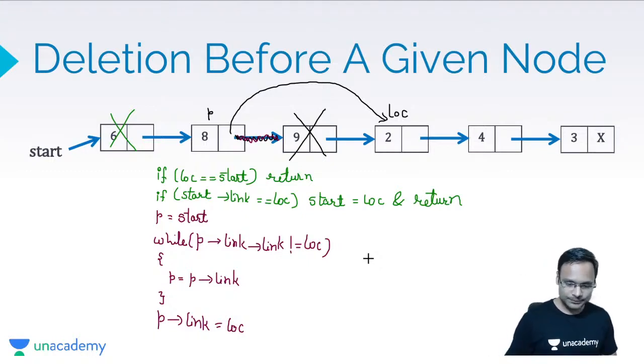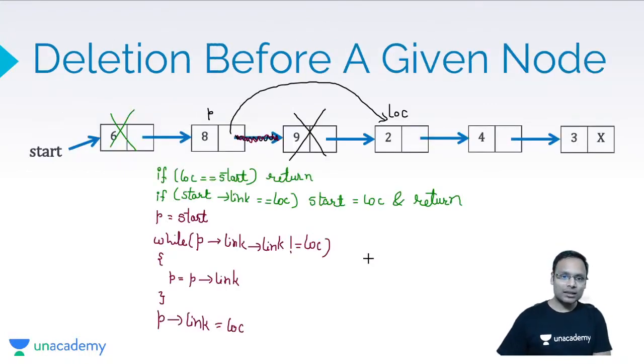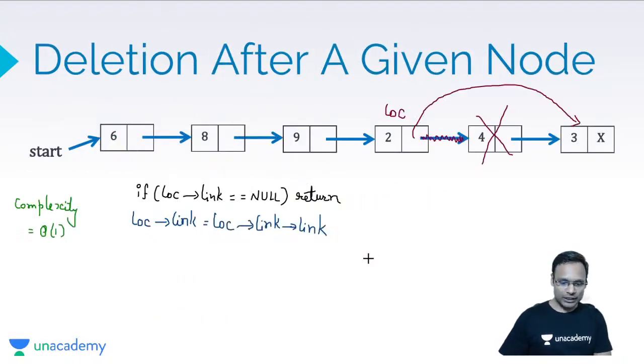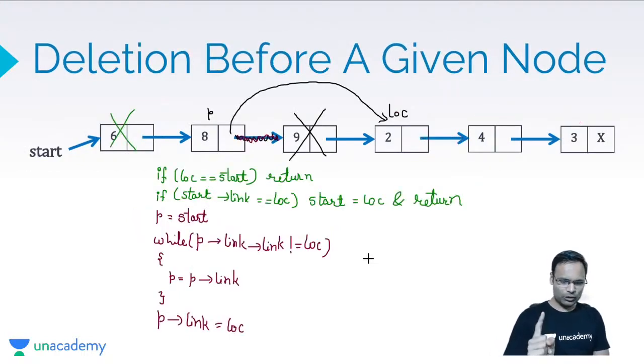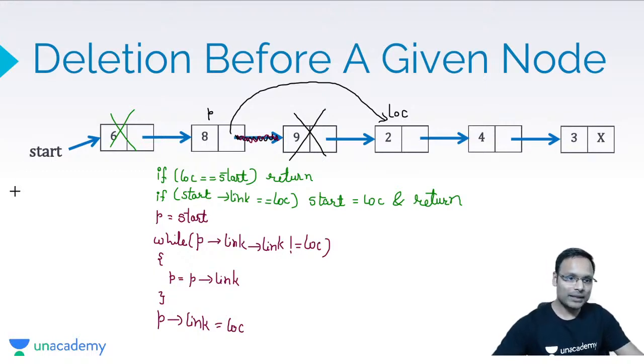चलो आगे बढ़ते हैं। Next is application of linked list. So these are the different types of deletion we have seen. One thing we have not seen is the complexity of this. What is the complexity? What is the runtime complexity of this particular algorithm?